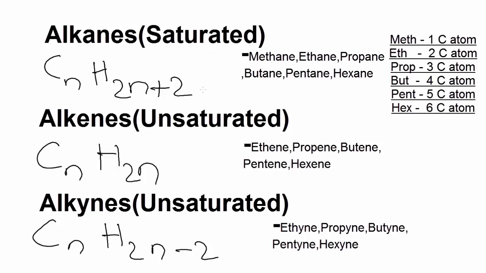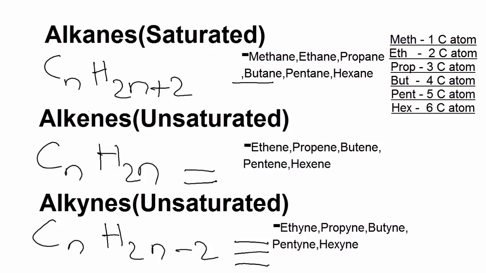Next we go on to the type of bonds found in alkanes, alkenes and alkynes. Now alkanes have a single bond. That basically means this little dash. Alkenes have a double bond. That's this. And no, it's not an equal to sign. Believe me, it's not. Then alkynes have a triple bond. It's like this and like this.